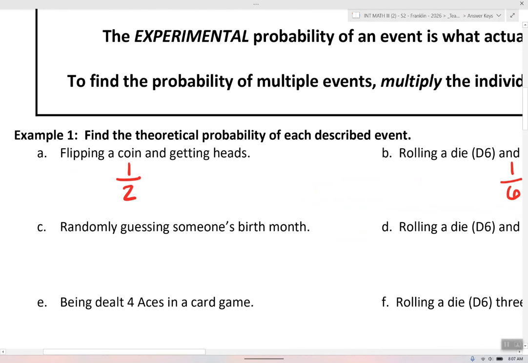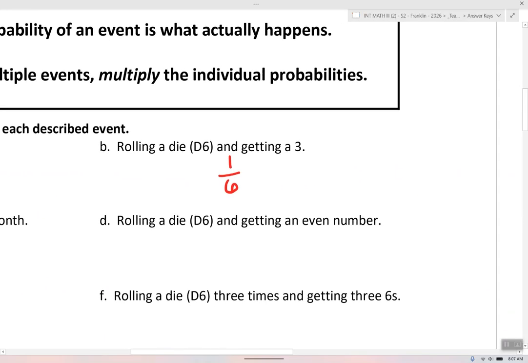Randomly guessing someone's birth month. Well, the desired outcome there is the single month they were born, and there are 12 options. So you've got a 1 in 12 chance of guessing someone's birth month. Rolling a die, a d6, and getting an even number. So the total number of desired outcomes here are even numbers, 2, 4, and 6. There's 3 even numbers on a d6 out of the 6 possibilities.